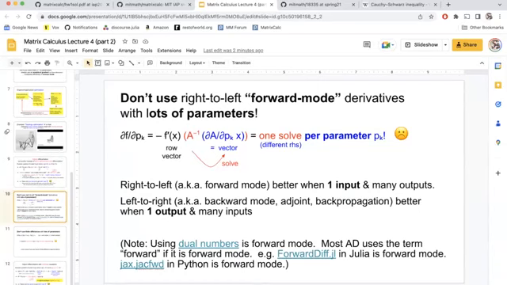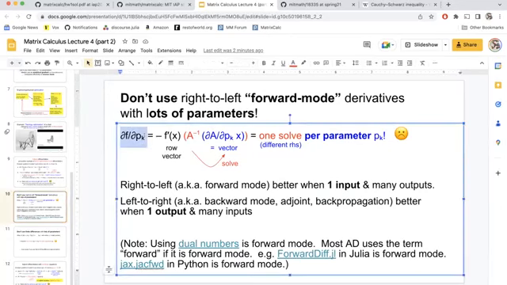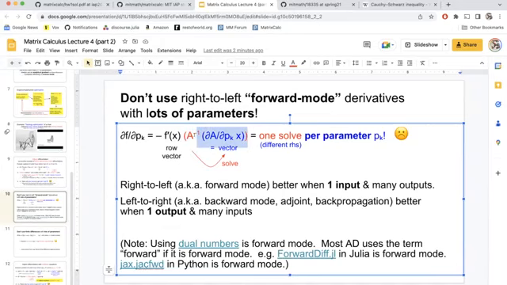So suppose we did it right to left. If I wanted partial f partial p_k, then I have minus f prime A inverse, partial A partial p_k, x, right? It's the same equation, but I'm just putting parentheses in a different place. For each parameter, this is a vector. And then multiplying by A inverse is a solve. It's solving a huge system of equations, and that's usually the expensive part of the physics. But you have one of these vectors for every parameter.